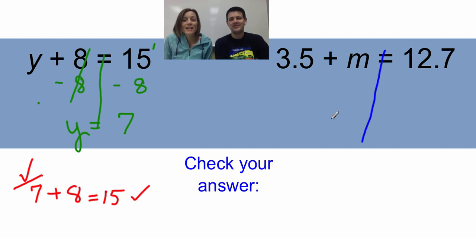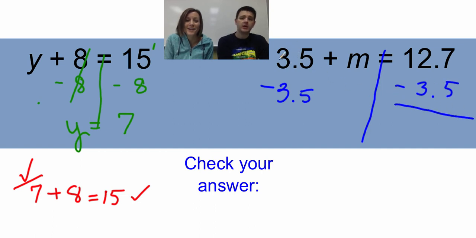Next problem includes a decimal, so we've got to make sure that we're lining our decimal places up. This is 3.5 plus m is equal to 12.7. Some of us get stuck when we have a 3.5 here because we don't have a sign in front of it. It still is positive 3.5, so to undo that 3.5, we're going to continue to subtract 3.5 from both sides. So notice we're always doing the opposite of whatever they did to the variable.